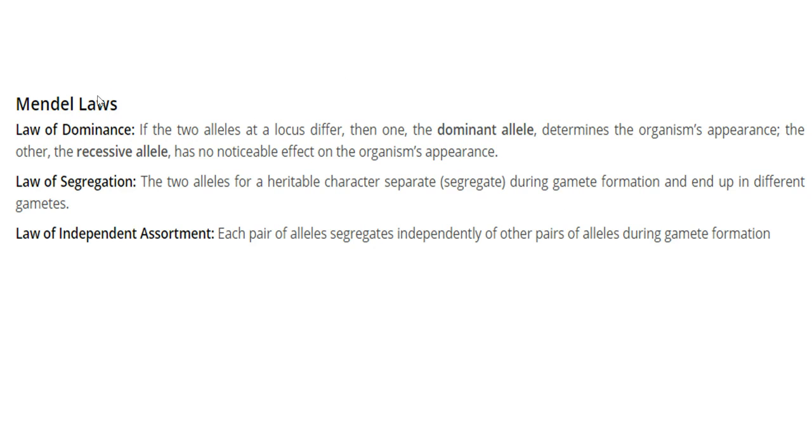So what were his laws? There were 3 main laws: law of dominance, law of segregation, and law of independent assortment. What is the law of dominance? If there are 2 alleles, what are alleles? Alleles are basically the genetic content. We are talking about genetic content in organisms, living plants, flora, fauna.